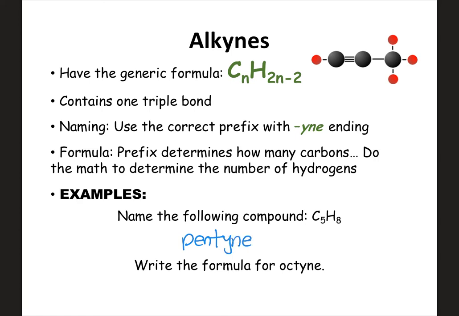This is pentyne. Then when I do the formula here for octyne, okay, as soon as I see the YNE ending, I immediately know it's going to have C and H in it. Oct tells me that there's going to be 8 of the carbon. And then if it's YNE, I know I have to times 2 minus 2. So 8 times 2 is 16, minus 2 would be 14. So the formula here for this would be C8H14.